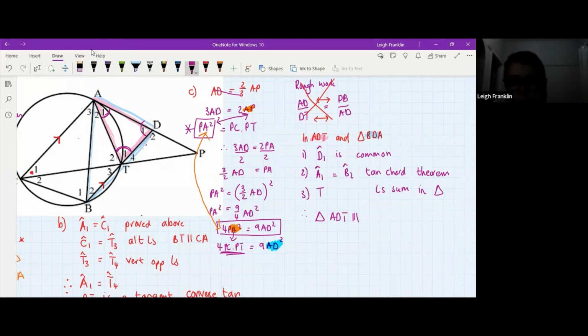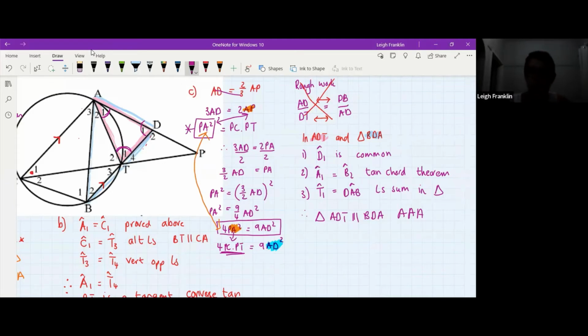Okay, so angle T1, I called it A. I put the cup here on the wrong thing. Okay, so T1 is going to be equal to angle DAB. Okay, so that part was right. So DAB is correct. Okay, so triangle ADT is similar to triangle BDA. Angle, angle, angle. Okay, and now we can go ahead.